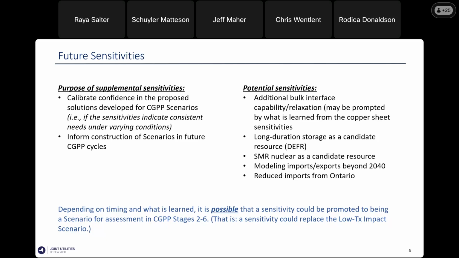So we have this list of potential sensitivities, which is not meant to be limiting. But since we have already gotten a comment from you, actually, Raya, about the value of maybe the nuclear sensitivity, I was going to just start with that bullet and see if any other folks had comments or feedback on whether they felt that a nuclear sensitivity, using nuclear as a candidate resource, would be valuable. And Raya, is your hand up for that? No, actually, no.